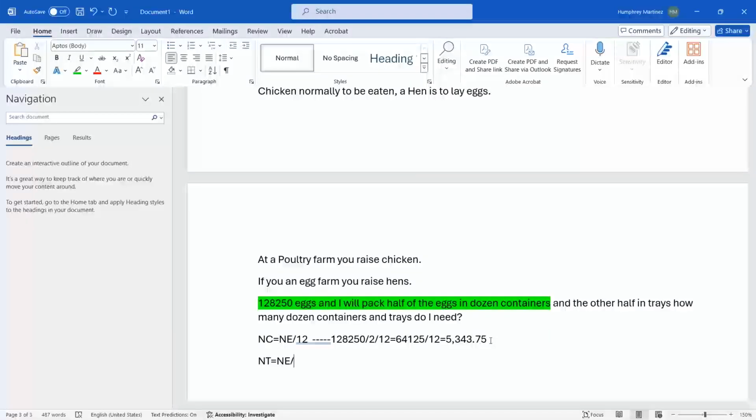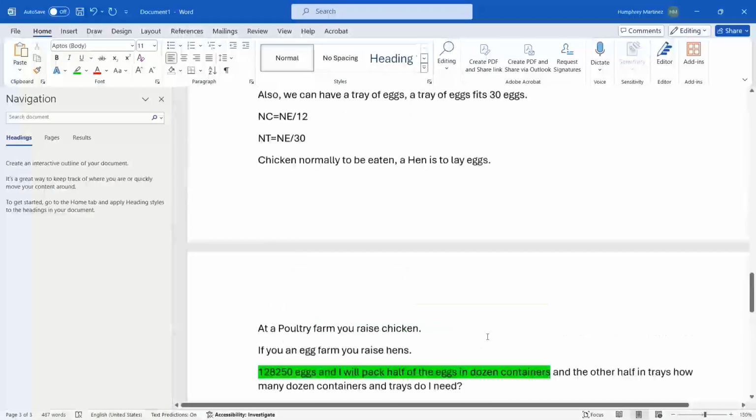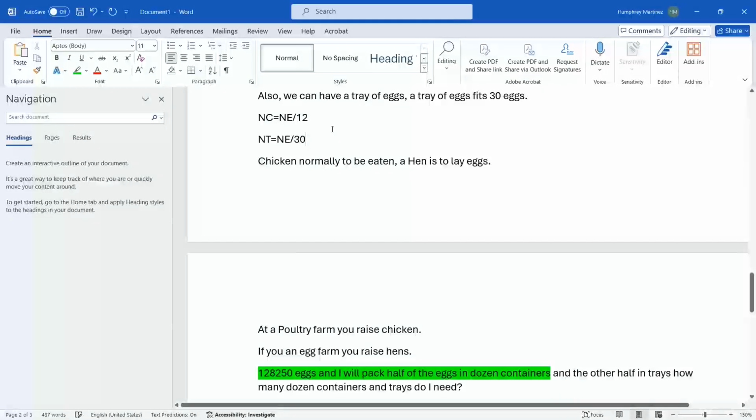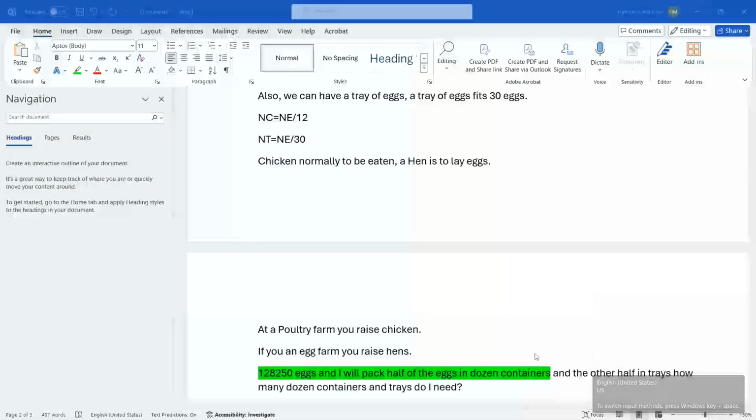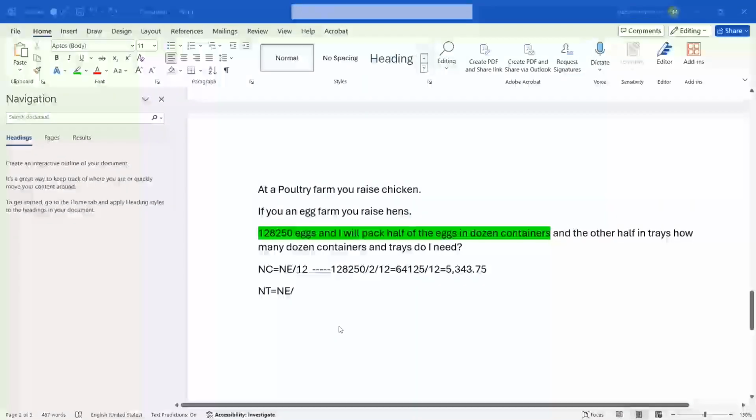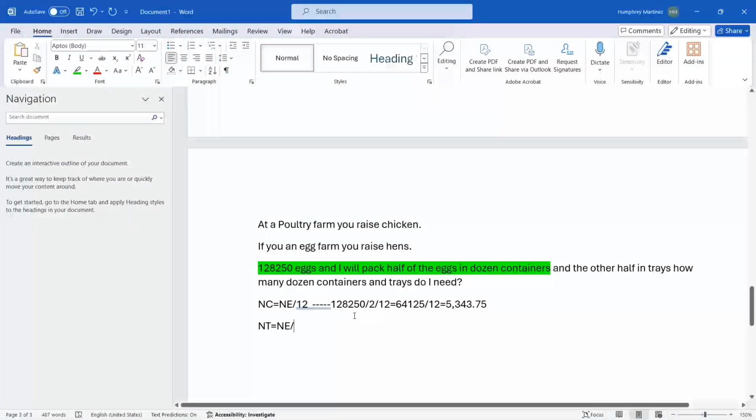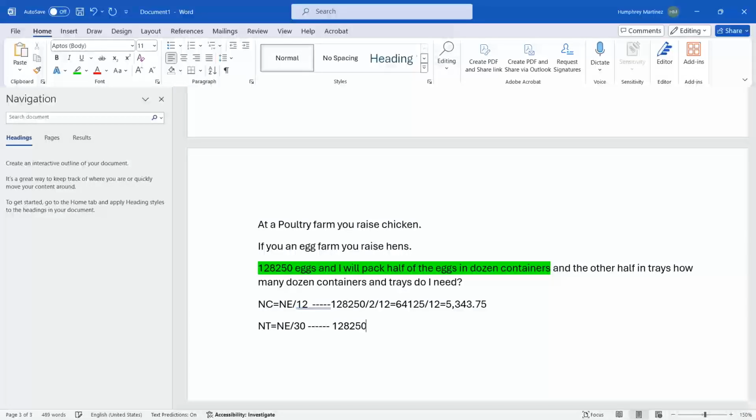Daniela, la fórmula que vas a utilizar, ¿cuál es? The formula that you are going to use, which is the formula? Daniela, can you hear me? Yes, Mr. Uh-huh. Which is the formula that you are going to use? Divided by what? You need to put it in trays. Now trays. It's divided by 30, okay? It's the number of eggs divided by 30. Then it will be 128,250 divided by 2 divided by 30.